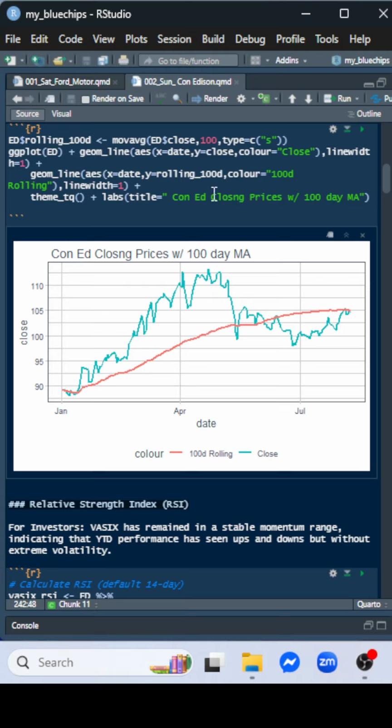Today's blue chip is Consolidated Edison, or Con Ed, as we on the inside like to call it. You can see it's going through a rough patch here. It had a really great beginning to the year, but following about May, it began to fall down. Now it's below the 100-day average, and it's starting to move back up.